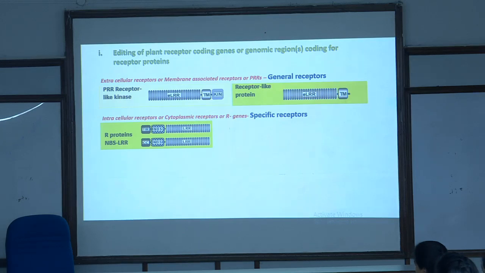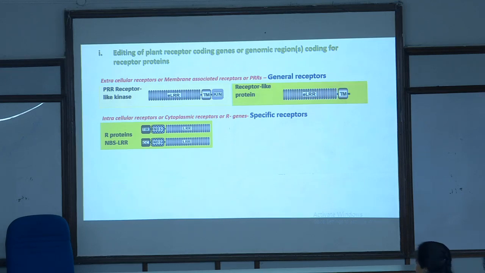They are specific receptors. Remember, general receptors are highly conserved. Mutations are not tolerated, please. You must understand, conservation means mutations are not tolerated. If there is a mutation, there would be a fitness cost. Coming to the specific receptors, they are extremely polymorphic, much like the polymorphism you see in R proteins, R genes.